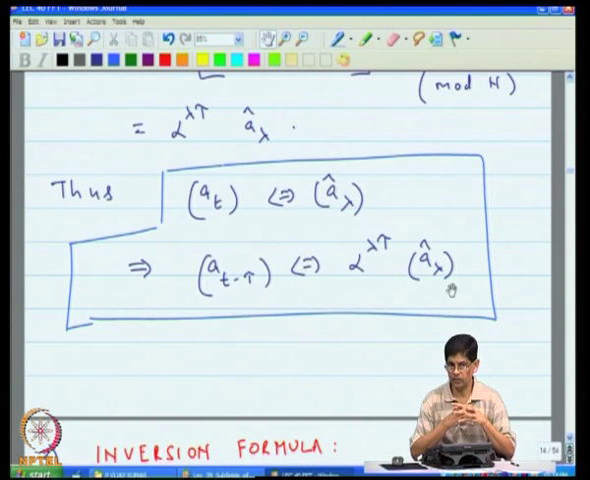And this is very similar to the expression that you have in the case of the discrete Fourier transform. There it is probably something like e to the minus j 2 pi f tau times A hat of f, but it is the same kind of a relationship here.